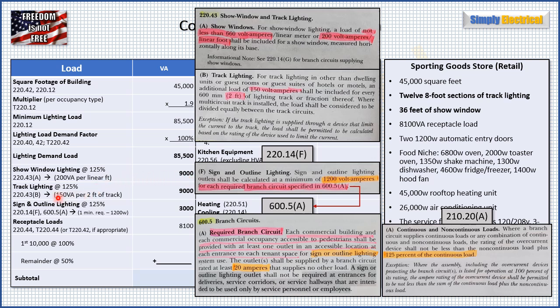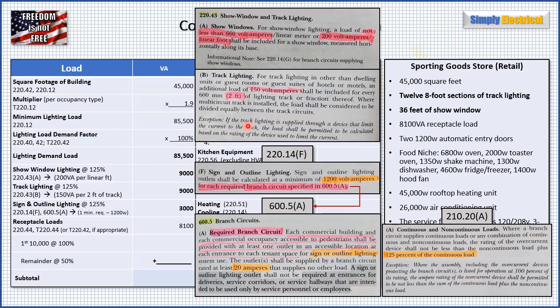Next one is track lighting. 220.43(B) says, for track lighting in other than dwelling units or guest rooms or guest suites of hotels or motels, an additional load of 150 volt-amps shall be included for every 2 feet of lighting track or fraction thereof. Where multi-circuit track is installed, the load shall be considered to be divided equally between the track circuits. Quickly, we'll take this exception.